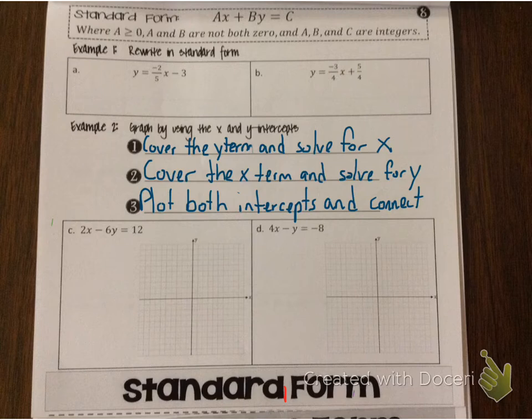Example A, if you want to write this in standard form, first the x and the y have to be on the same side. So you're going to take this and move it over. When you move it over, because it's a negative 2 over 5, it will be a positive 2 over 5x. And you're going to copy the y, plus y equals negative 3.